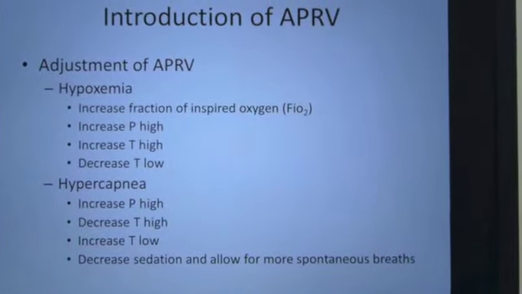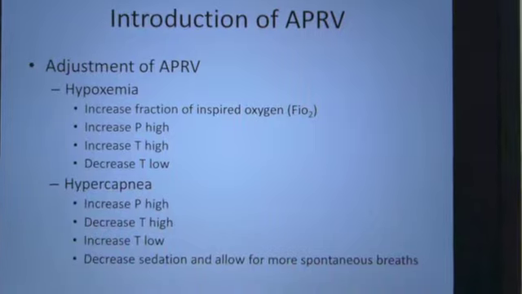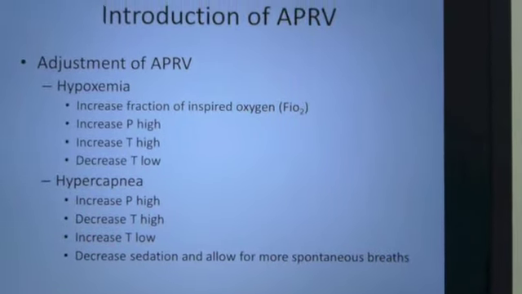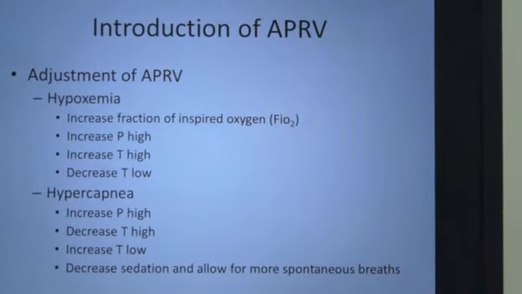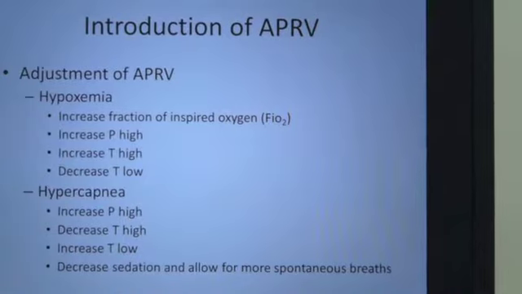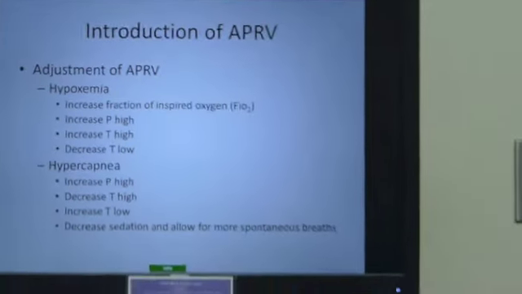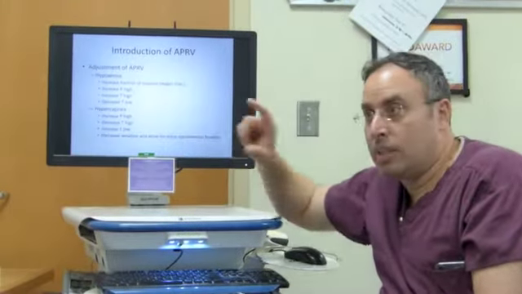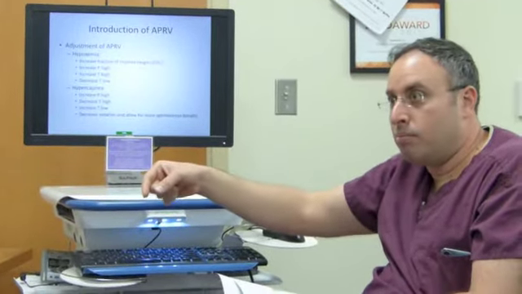If someone's not ventilating well and they're retaining CO2 and they're becoming a little hypercapnic, which obviously is accepted, then there are ways that you can adapt that. So you can increase P high, right? Increasing P high ultimately increases your delta P. The delta P is the distance between P high and P low. Right, so any way you can increase that delta P will ventilate better. So you can increase P high, you can decrease T high, right, and give you more delta Ps per time.